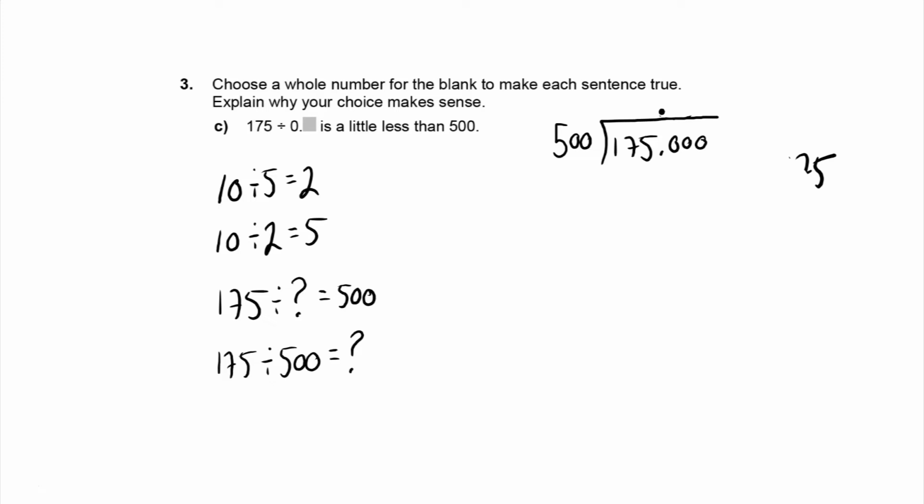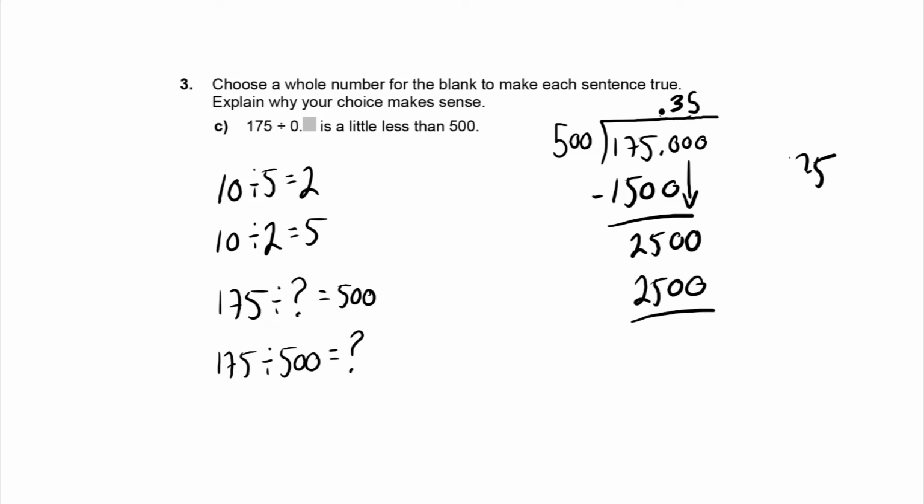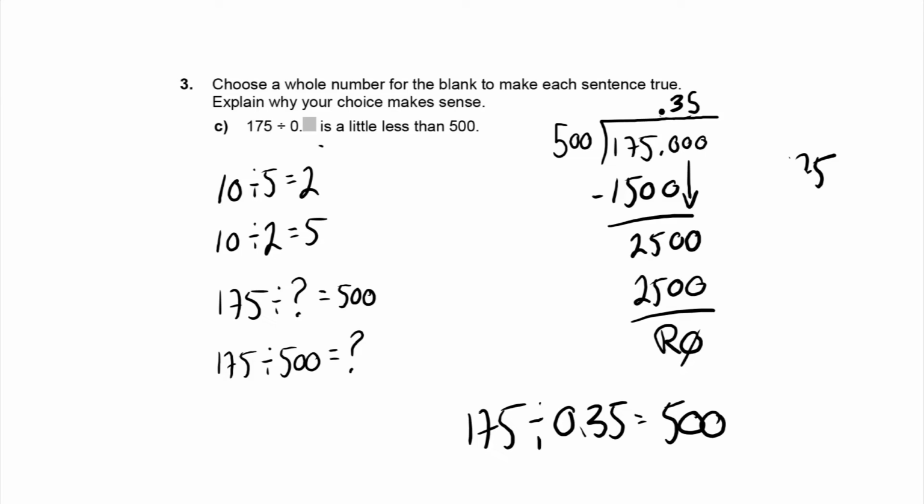Now, 500 into 1,750 goes 3 times. 3 times 5 is 1,500. Subtracting that gives us 250. Bring down another 0. 500 into 2,500 goes 5 times. 5 times 500 is 2,500 with a remainder of 0. So 175 divided by 0.35 is equal to 500. Now our question said they want it to be a little less than 500.